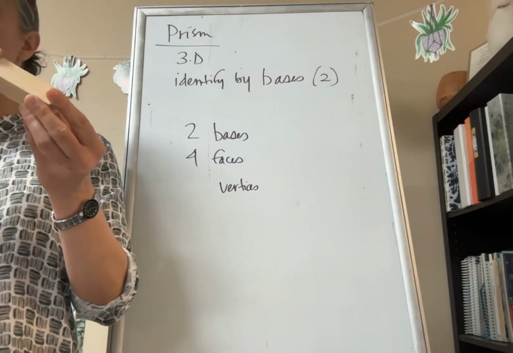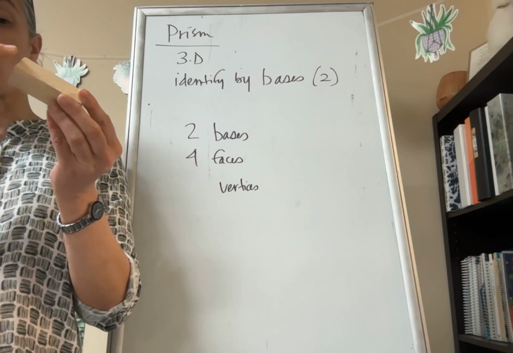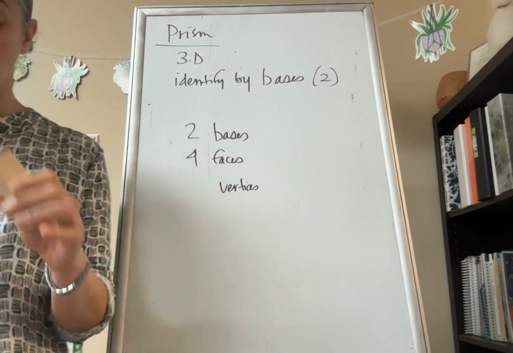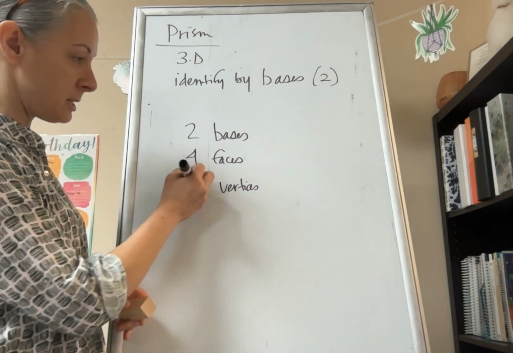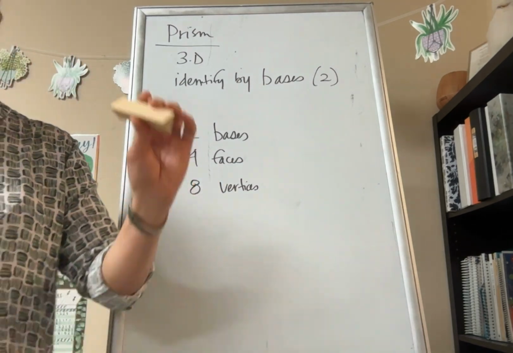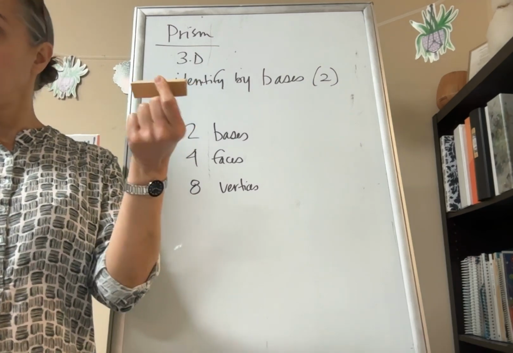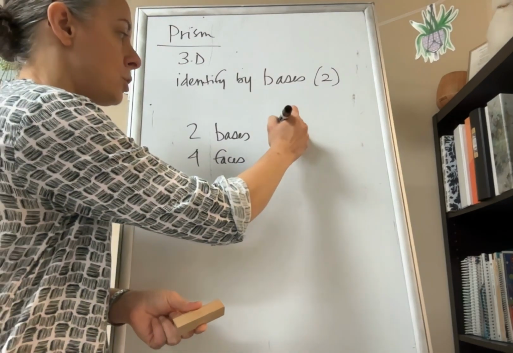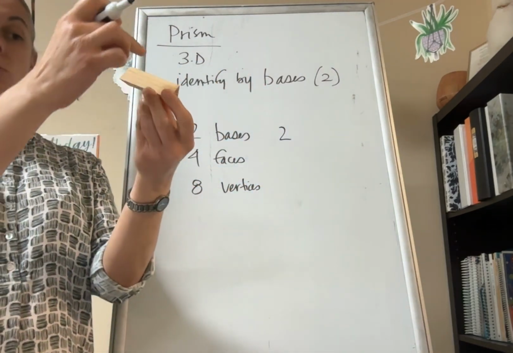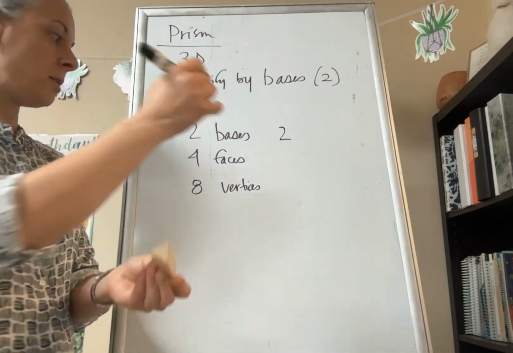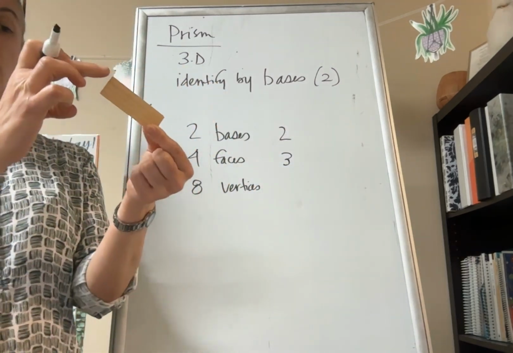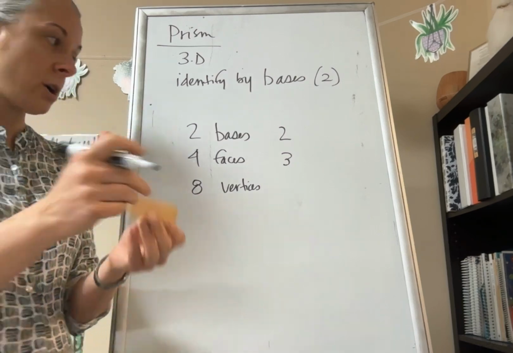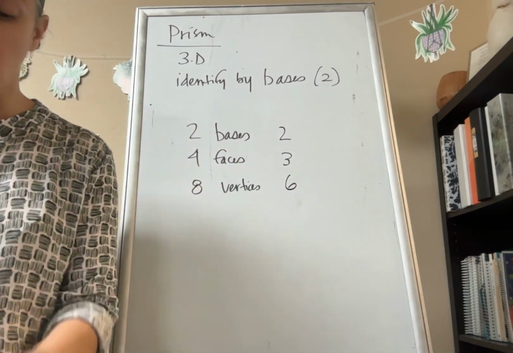vertices are the corners, right? So there's 1, 2, 3, 4, 5, 6, 7, 8. So 8 vertices, okay? Let's look at this triangular prism. Two bases, right? They're both triangles. So 2 bases. How many faces do we have on a triangular prism? 3. 3 faces. And how many vertices would we have? 6, because we have 3 here and we have 3 here. So 6 vertices.